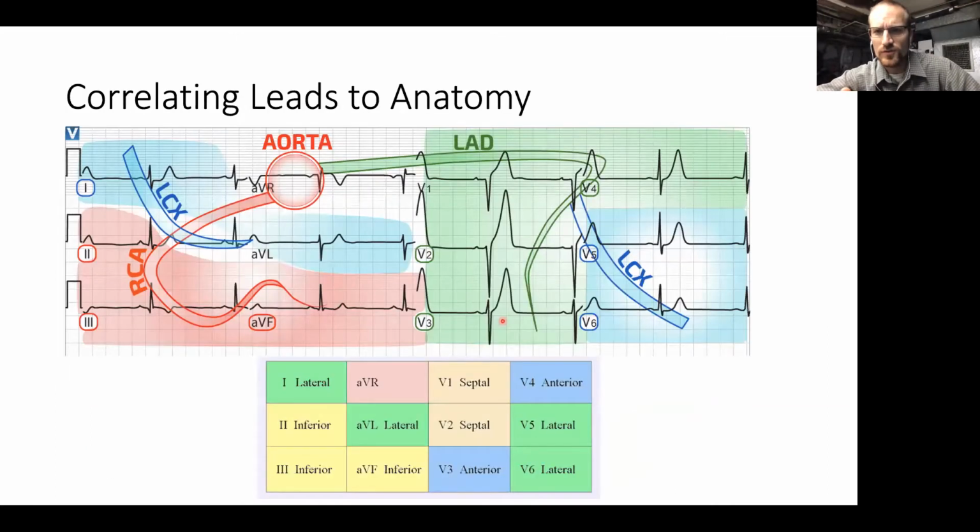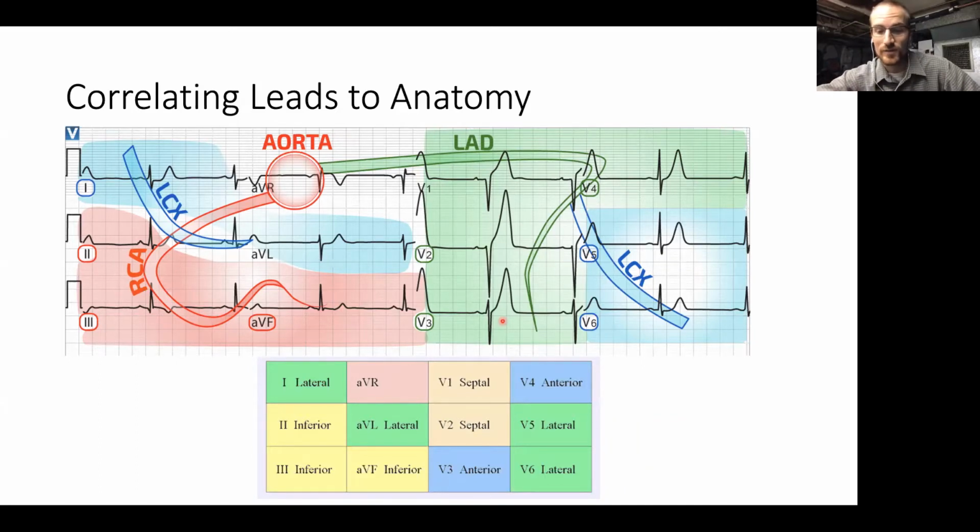So then the next part for physiology is correlating leads to anatomy. Favorite picture I've seen yet is the one on top. One on the bottom is one worth memorizing. 1, AVL, V5, V6 should rattle off your tongue as those are the lateral leads. V1 through V4 should rattle off your tongue as these are the LADs, and 2, 3, AVF should rattle off your tongue as the inferior leads.